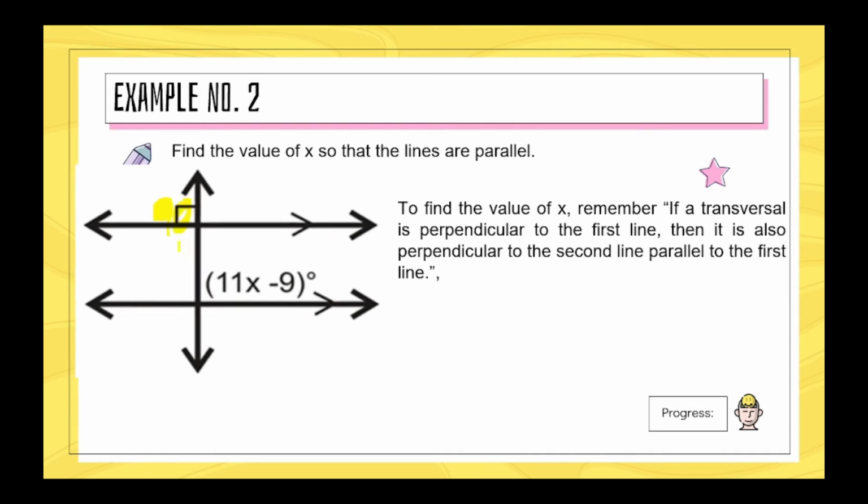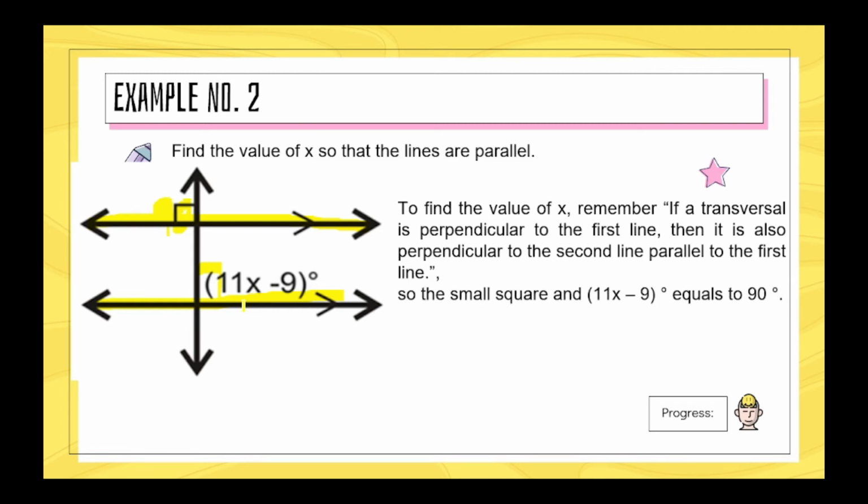So, ibig sabihin, if this is 90, at itong line na to ay perpendicular sa transversal, so, ibig sabihin, yung kaparallel niya is also perpendicular. So, ibig sabihin, ang total nito is also 90. So, yung 11x minus 9 is equal to 90. Okay? So, based from that, meron na tayong equation that 11x minus 9 is equal to 90. So, yun lang naman ang hinahanap natin, equation.